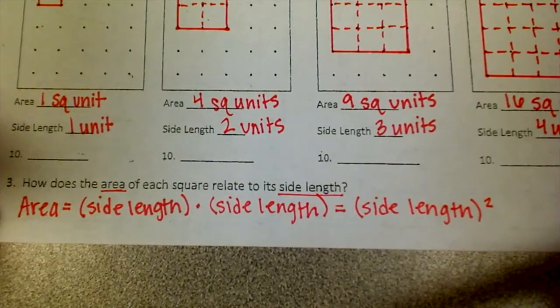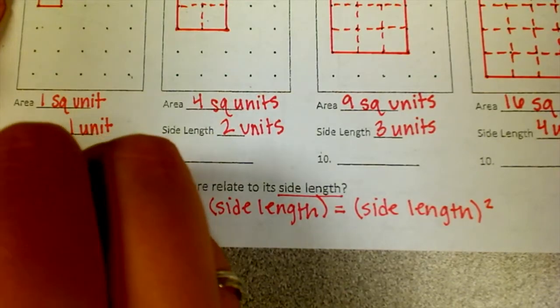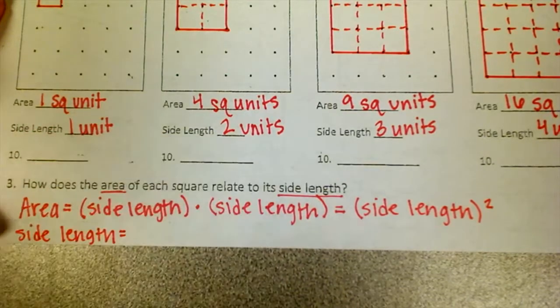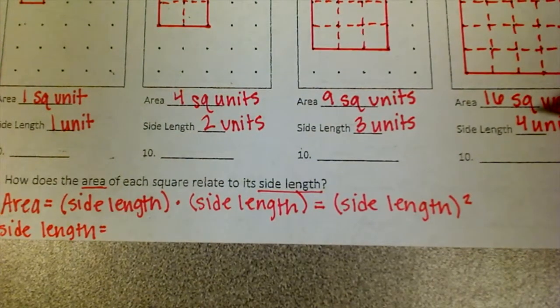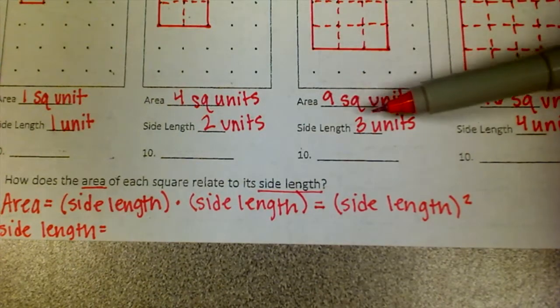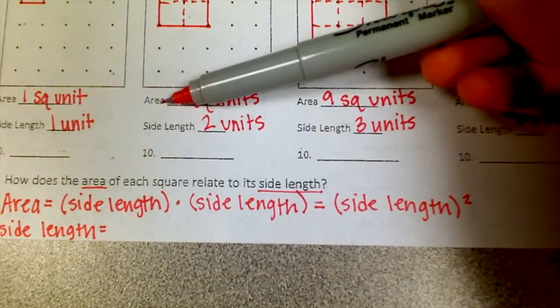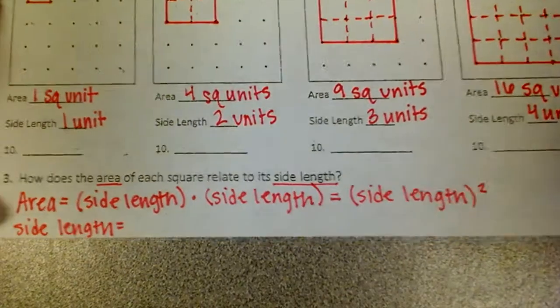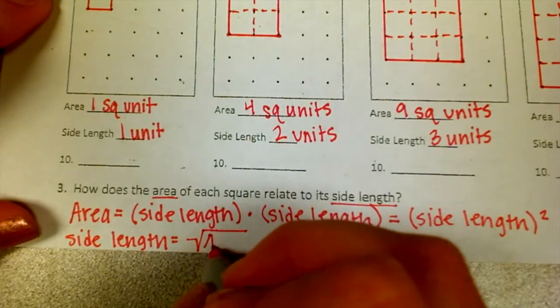So this is written in terms of area. What if I want to write it in terms of side length? For instance, if I say that the area is 16, how do you get to 4? Mathematically. What do you think, Carson? Square root. Absolutely. The square root of 16 is 4. The square root of 9 is 3. The square root of 4 is 2. So the square root of the area equals the side length. So side length equals the square root of area.